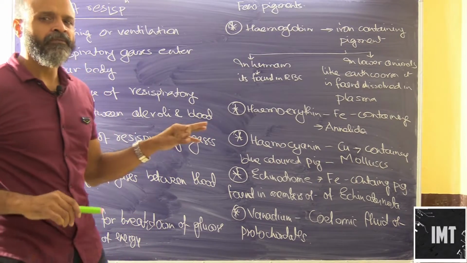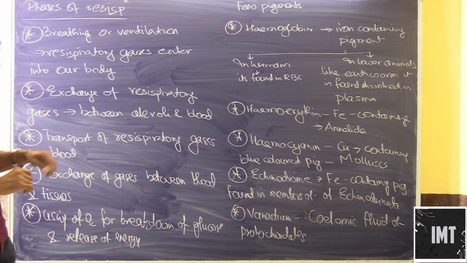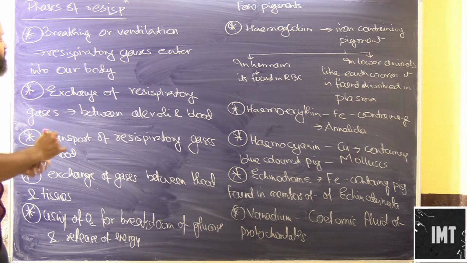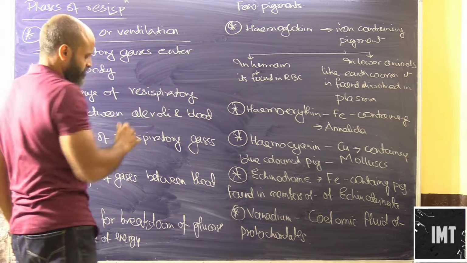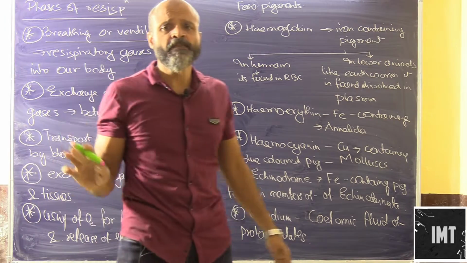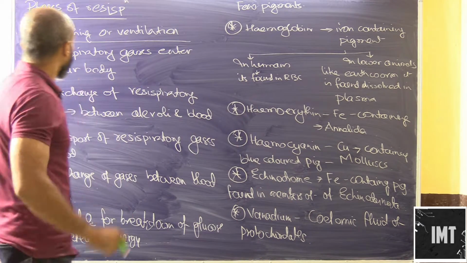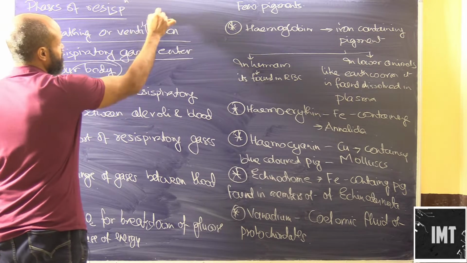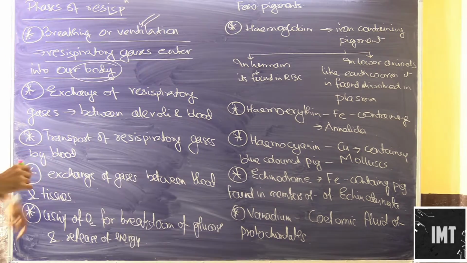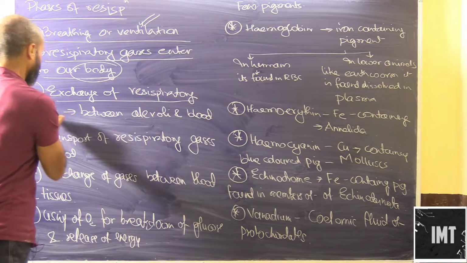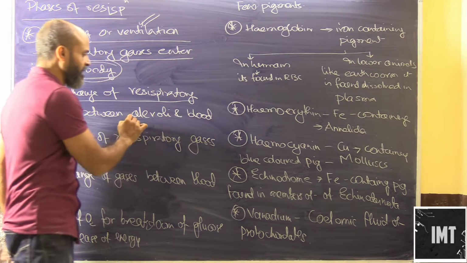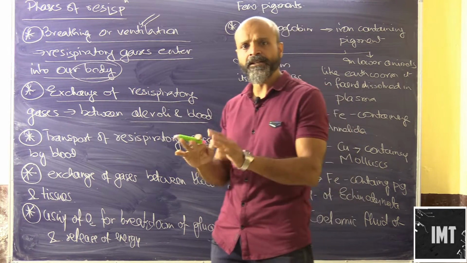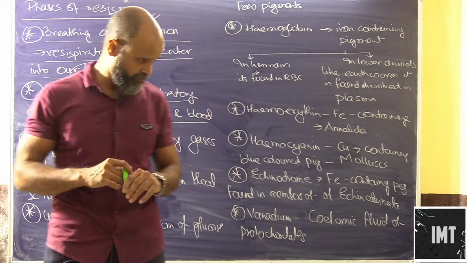Okay, so in this one we will discuss the phases of respiration. We have breathing or ventilation. The first process is breathing or ventilation, without which respiration will not start. Respiratory gases enter into our body, which is called breathing. Then there is exchange of respiratory gases between the alveoli present in the lungs and the blood.